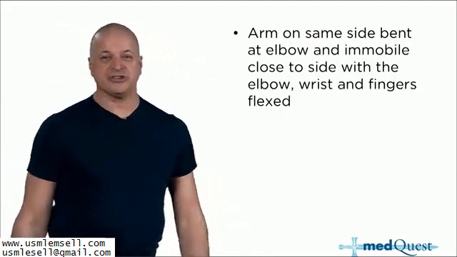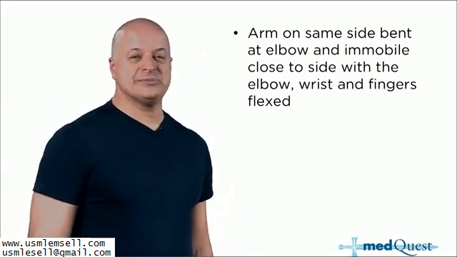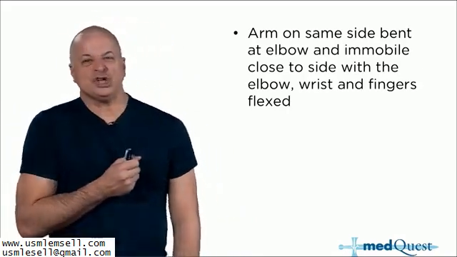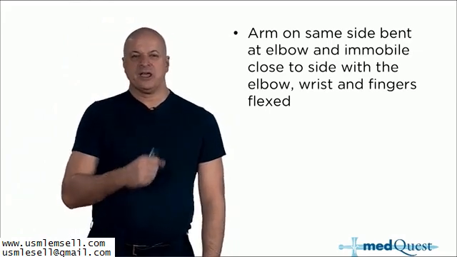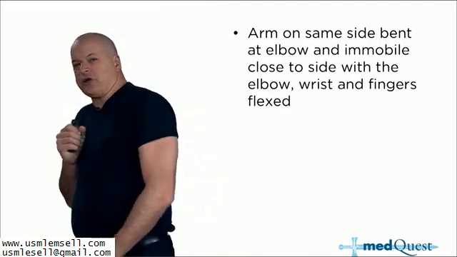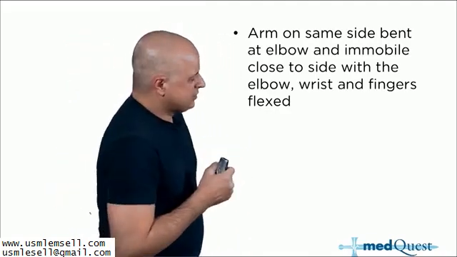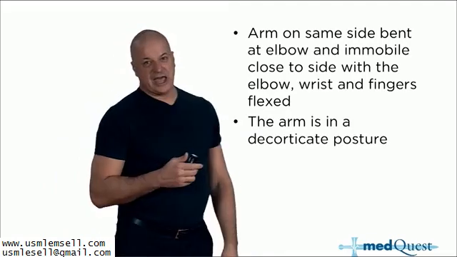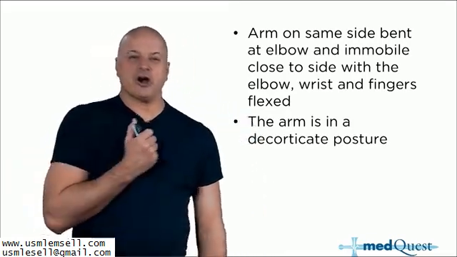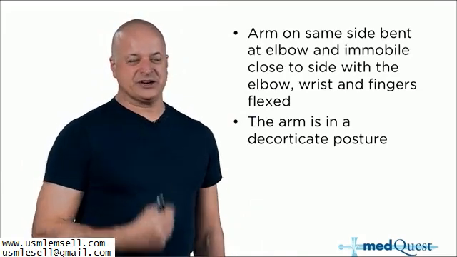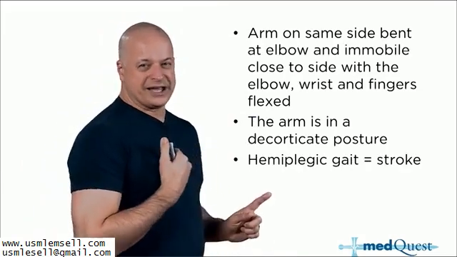And the arm on the same side is bent at the elbow and held close, because when you have a stroke, the arm on that side tightens up. So you go, okay, let's flop it over. Hemiplegic gait. The arm is decorticate, near the heart.